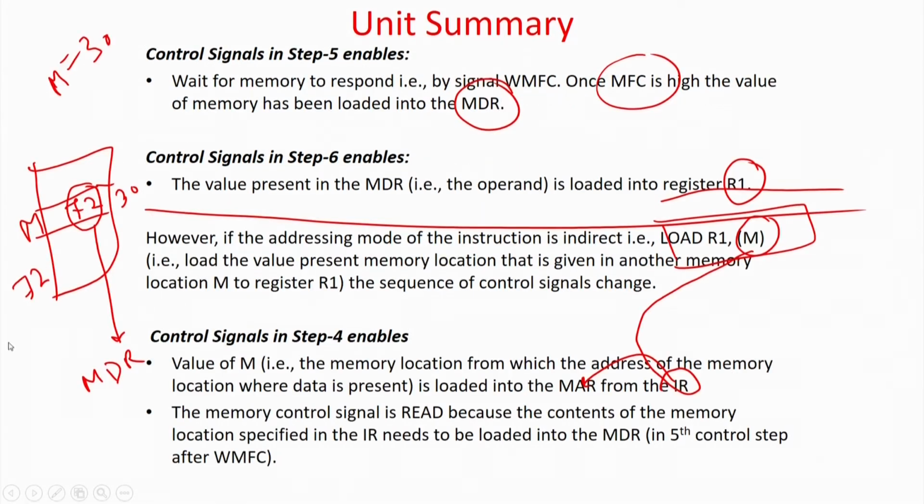Now again the value of this 72, which is in the memory data register, has to be loaded into the memory address register, because this 72 has to be looked into the memory. That is, this 72 will be loaded into the memory address register, and from the memory address register you will look at this second memory location, that is 72 in the example, and there you can get the operand.